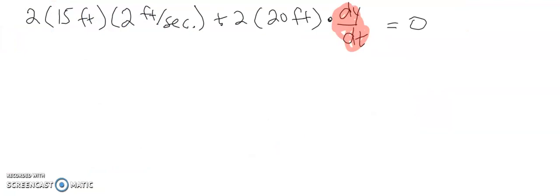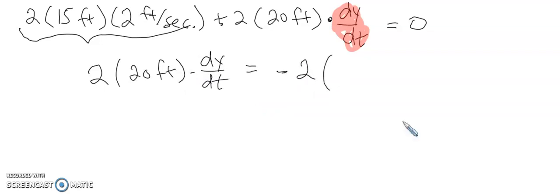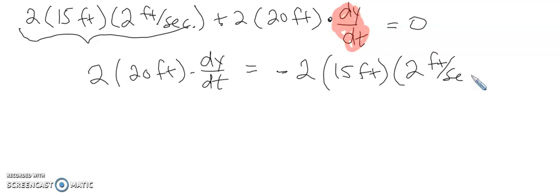Alright, so when you solve for dy/dt, remember that you have to subtract this part right here. So what we have is 2 times 20 feet times dy/dt is equal to negative 2 times 15 feet times 2 feet per second. And then what you're going to do is you're going to divide by 2 times 20 feet.